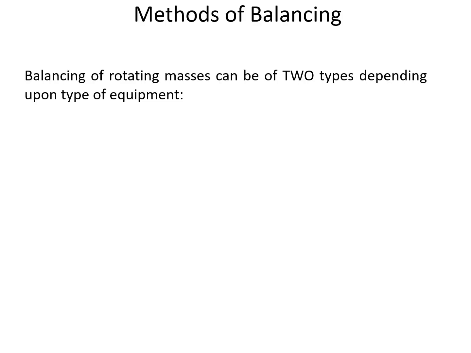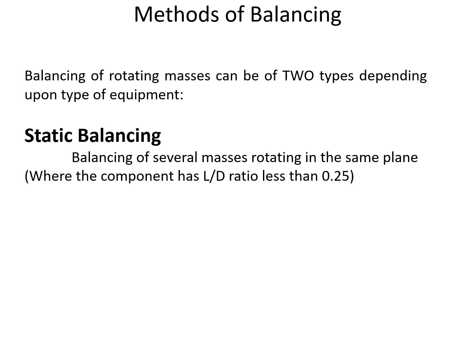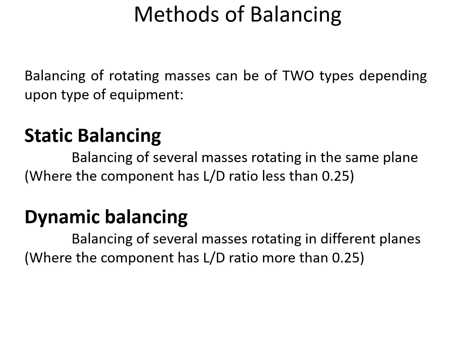Let us start with methods of balancing. There are two methods of balancing depending upon type of equipment: static balancing and dynamic balancing. Static balancing is done when the components have a very small L by D ratio of the order of 0.25, where several masses are rotating in the same plane. Whereas dynamic balancing is done when the components have large L by D ratio, more than 0.25. Balancing of several masses is done when the masses are rotating in different planes.